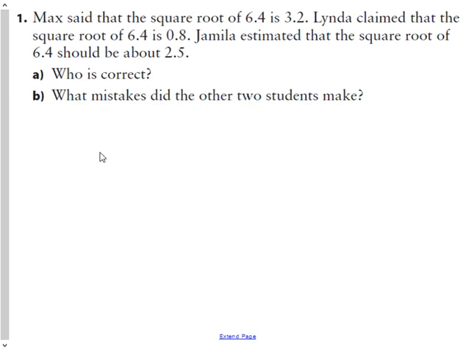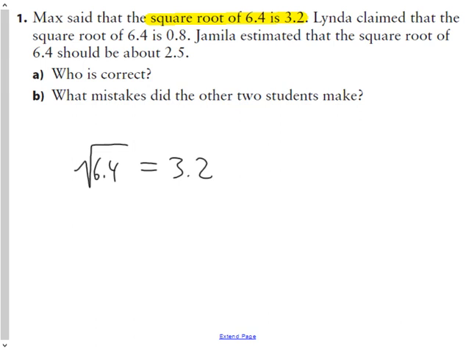Okay, this is 2.4 on rational numbers, estimating square roots of rational numbers. The first question says, Max said that the square root of 6.4 is 3.2. So before you go any further, what you need to be able to do is translate what this says. Okay, so Max says the square root of 6.4. So if I say the square root of 6.4, that's how I write it. So he said that the square root of 6.4 is 3.2.